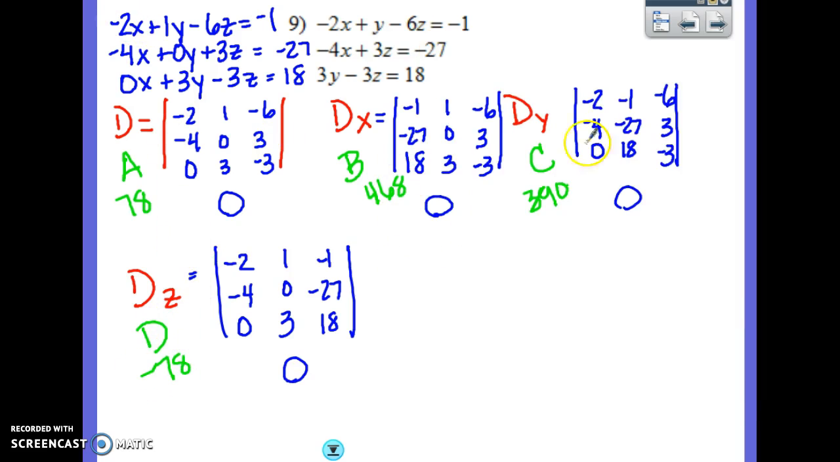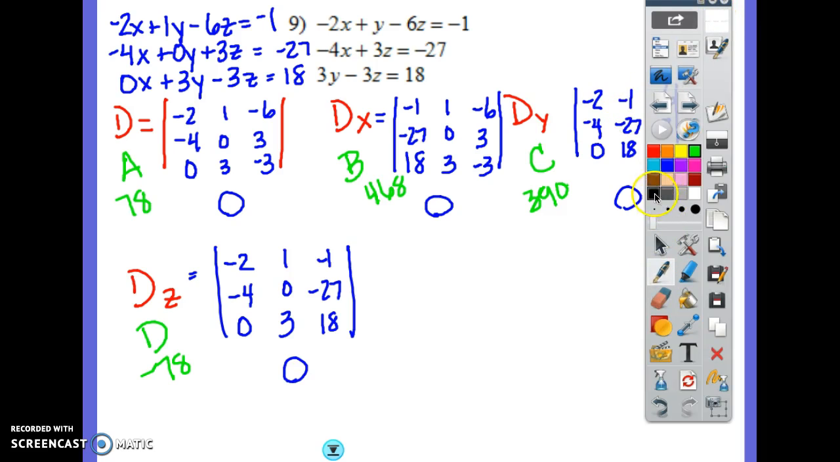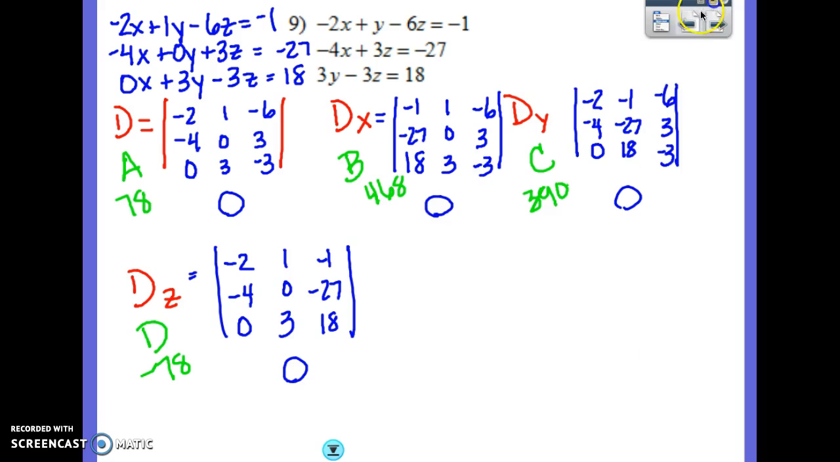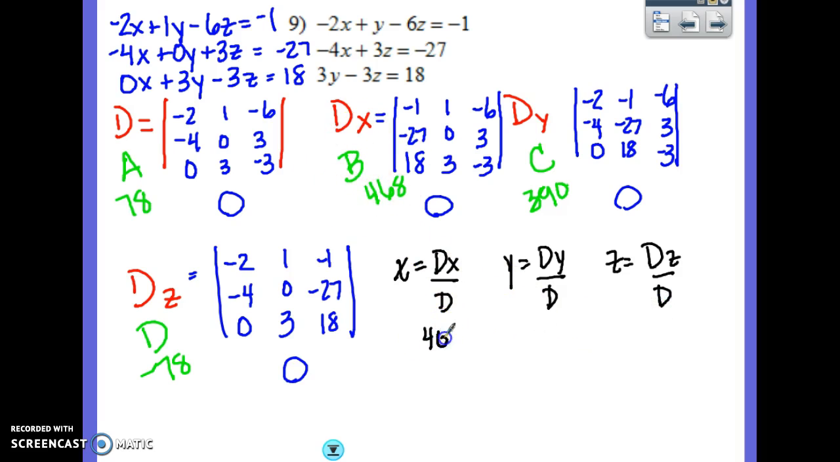Alright, so now we have all of that done. We are finally ready now to solve for the actual values of x, y, and z. X is going to equal the determinant of x over the coefficient matrix. Y is going to equal the determinant of y over the coefficient matrix, and z is going to equal the determinant of z over the coefficient matrix. So D of x is 468 over the coefficient matrix 78. D of y, 390 over coefficient matrix. D of z, negative 78 over coefficient matrix.